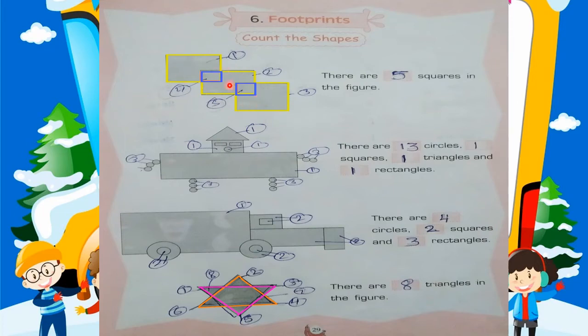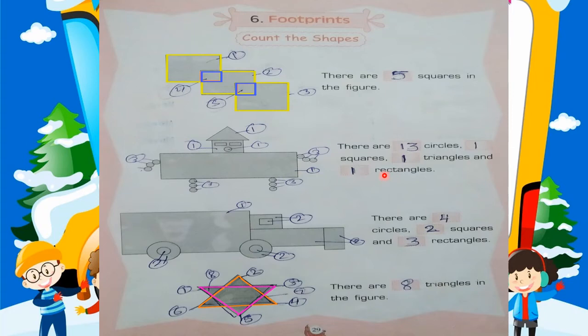How many squares in this figure? 5. First one, second one, third one, and this in between, fourth and fifth. So how many squares in this figure? 5 squares. Next is, again there is a picture. So you have to find out how many circles, squares, triangles, and rectangles.